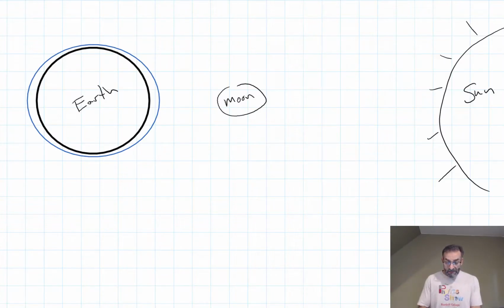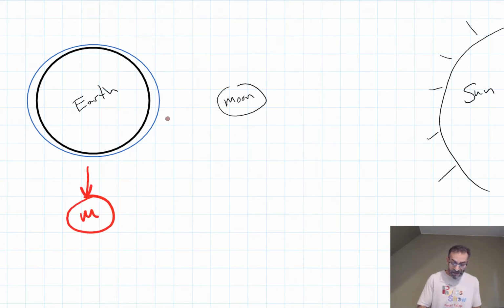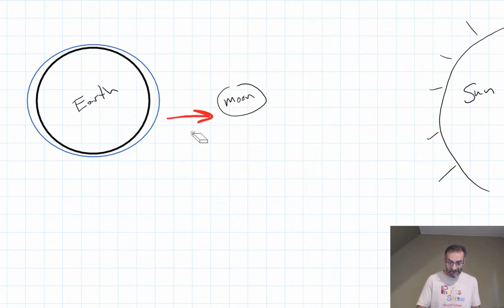And we get our maximum tides when everything's lined up, when the moon and the sun are both pulling in the same direction. We get our minimum tides when the moon is over here, and the moon is pulling one way, and the sun is pulling the other way. We would get our minimum tides.